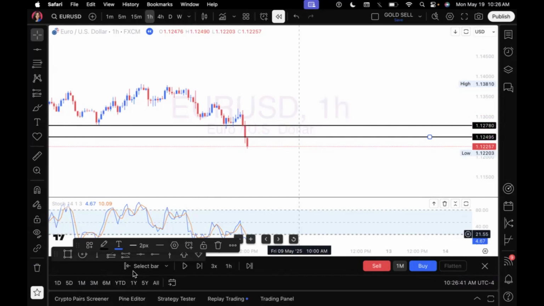So I'm just going to go ahead and press play, and we're going to see what happens. And I want you guys to notice as the market pushes back into the gap, that space is going to be filled before the selling actually continues.